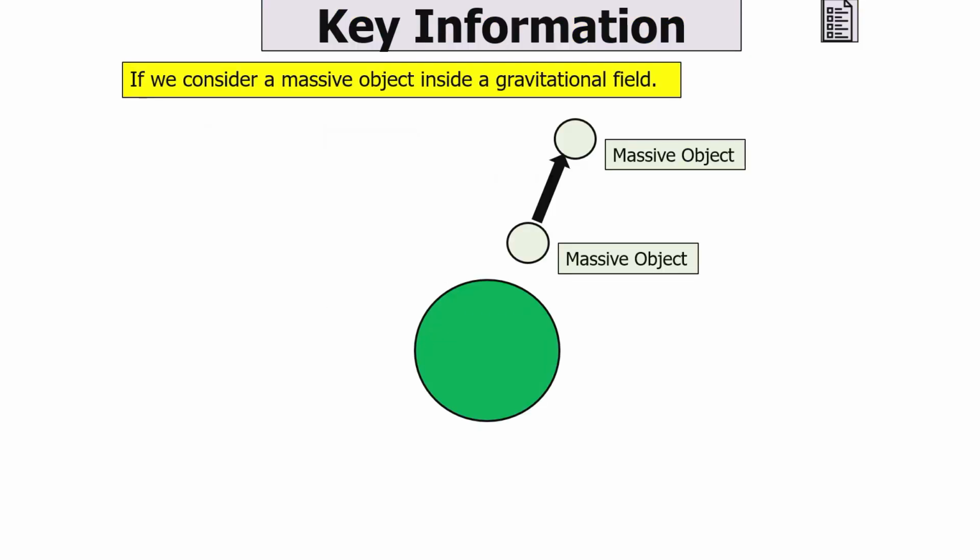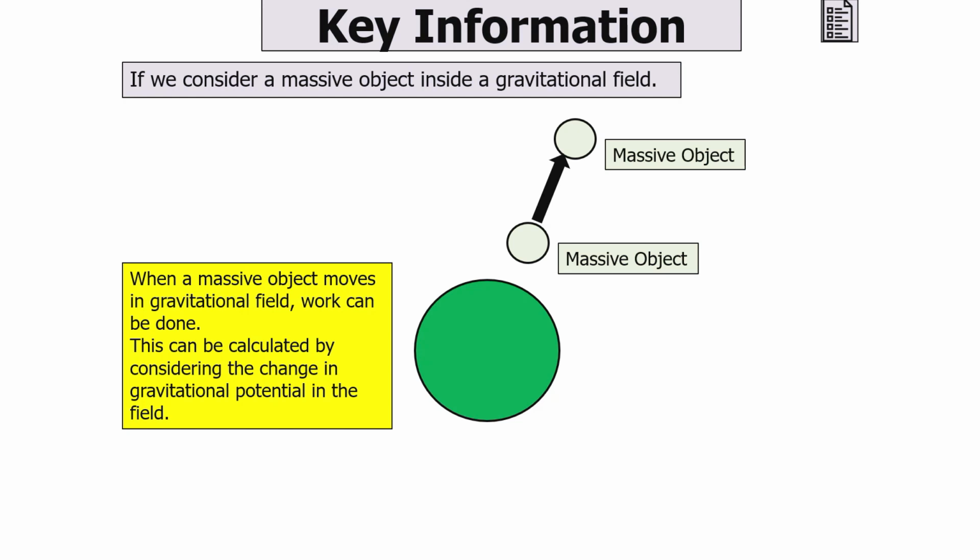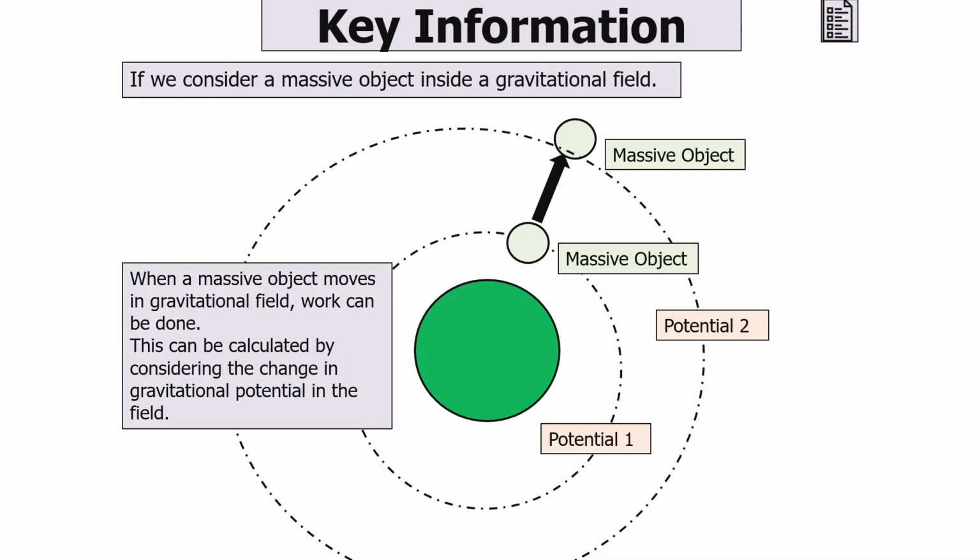So if we consider a massive object inside a gravitational field, when a massive object moves in a gravitational field, work can be done. Now this can be calculated by considering the change in gravitational potential in the field. So as you can see here, when an object moves between different potentials, work can be done.